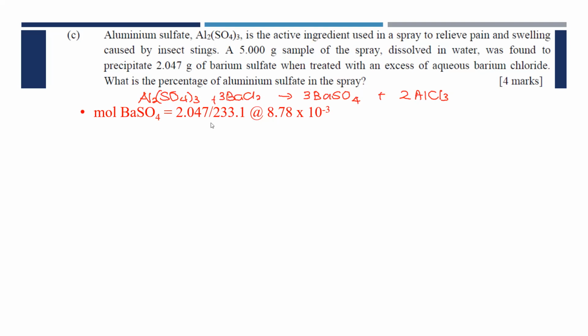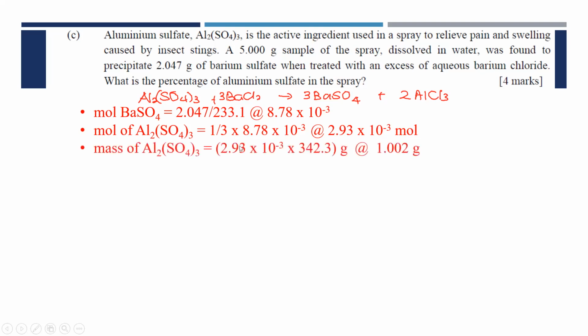So from here you can see the stoichiometry is 3 to 1. From the mole of barium sulfate, stoichiometrically it is 1 to 3, so you have to multiply with 8.78 times 10 power negative 3. So you get 2.93 times 10 power negative 3 mole. Therefore, the mass of the aluminium sulfate is 2.93 times 10 power negative 3 multiplied by 342.3, or you get 1.002 gram, and then only then you calculate the percentage. So 1.002 divided by 5.00, you get 20.0%.